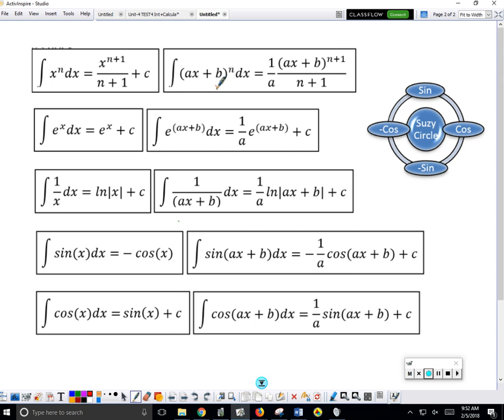This one, same thing, look. E to the x, the other column is e to the ax plus b. This one is 1 over x, the other column is 1 over ax plus b. Sine x, sine of ax plus b. Cosine x, cosine of ax plus b. Anyone need me to talk about that pattern so far?